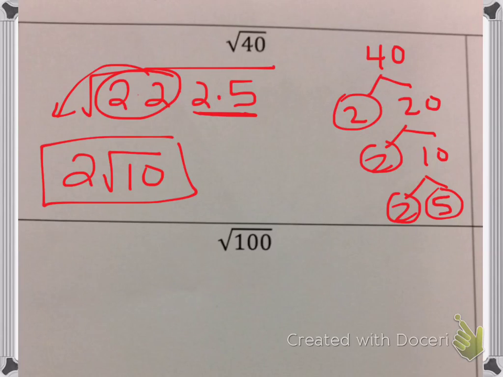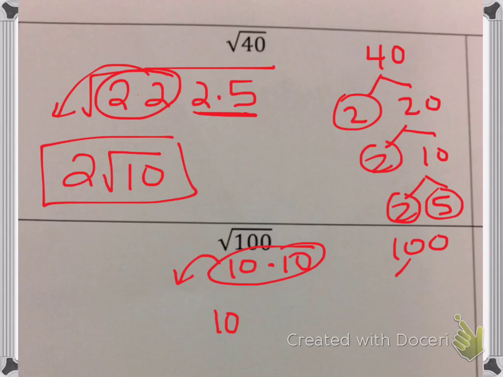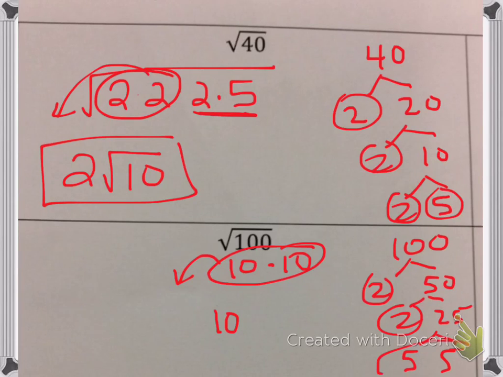On 100, there's a couple of different ways you could do it, but if we think about 100, it's 10 times 10, and we know that's a set of 2 already that can come out of the square root as the number 10. If I were to prime factor it though and do it the same way, that would be 2 times 50, which is 2 times 25, which is 5 times 5. I would have a set of 5's and a set of 2, which would both come outside to be 2 times 5, which is 10. So either way you do it, you'll still get 10 as your answer.